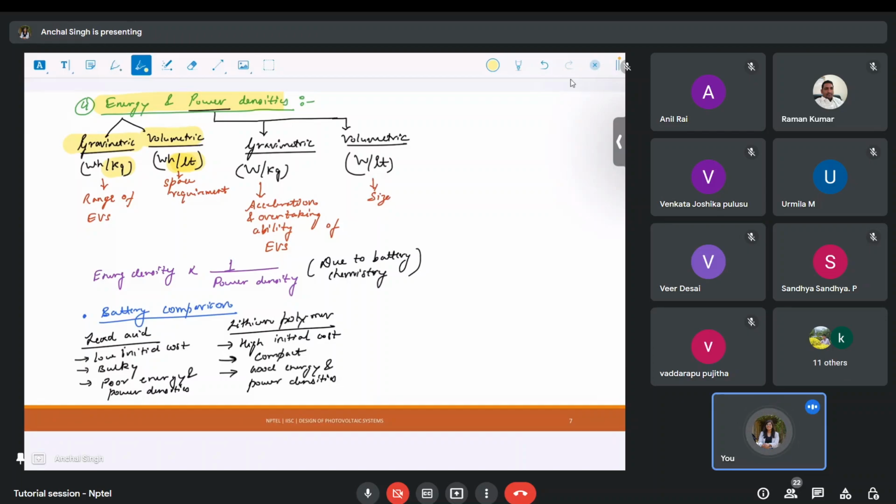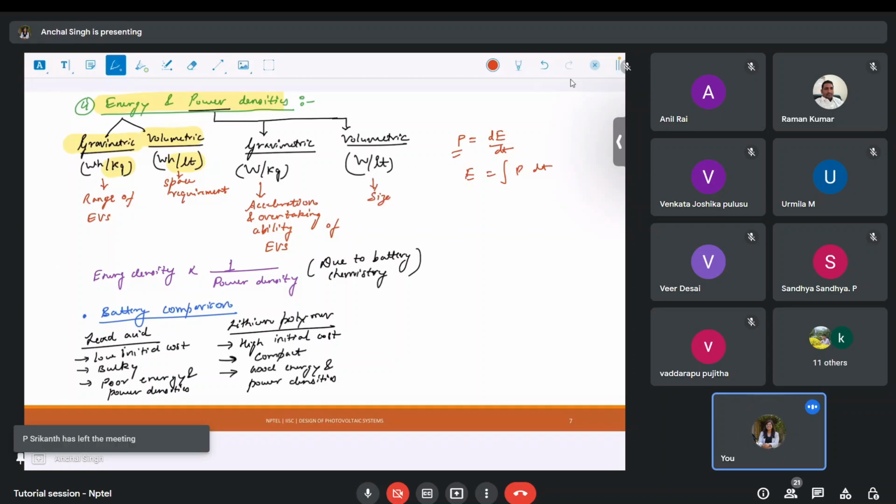Similarly, for power density, power is like instantaneous. We all know that power is the derivative of energy with respect to time, or energy is the integral of power with respect to time. So whenever we talk about power, it's the instantaneous requirement. If I want to accelerate my electric vehicle or I want to apply the brakes, then I will think about gravimetric power density. And when I'm talking of volumetric power density, I'm talking about the size of my vehicle.